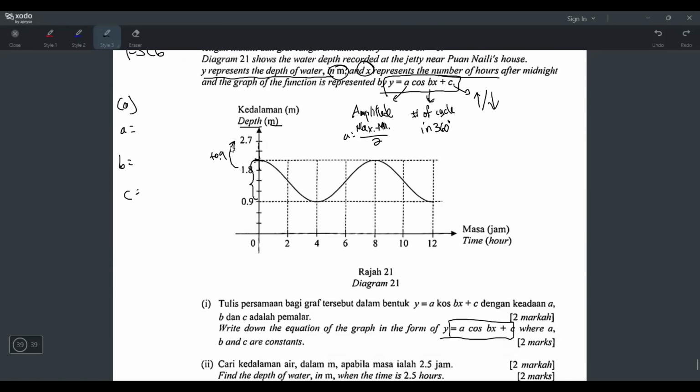So from here to here plus 0.9. But I want to know satu kotak berapa. So 0.9 bahagi 3. So I get 0.3. That means this is 1.8 plus 0.3. So it's 2.1. And then what about this? This one is 0.9 lah.